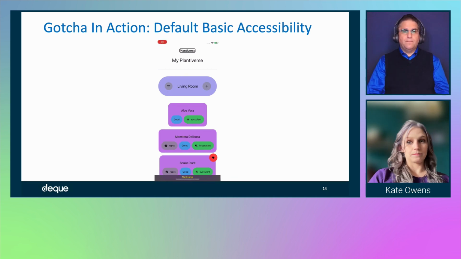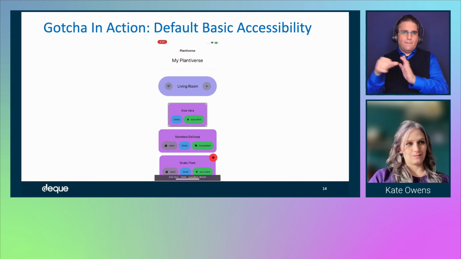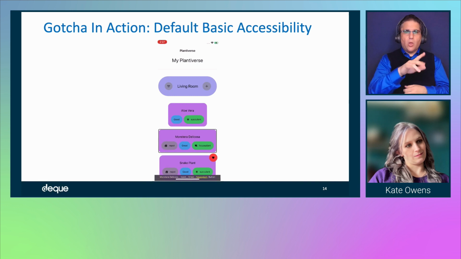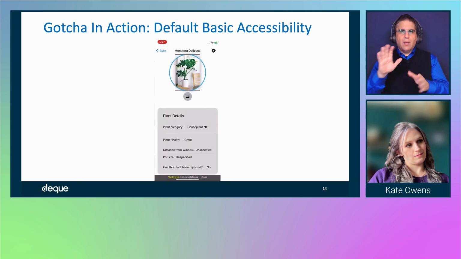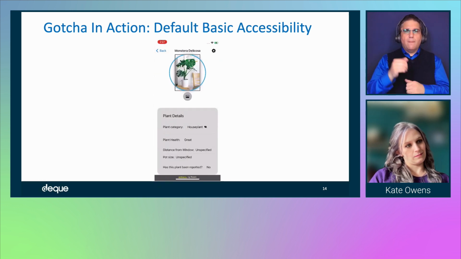Plantiverse. My Plantiverse. Line, 3 horizontal, decrease, button, heading, living room. Add, button. Aloe vera, good. Succulent, button. Monstera deliciosa, repot. Great. Houseplant, button. Plantiverse, Monstera deliciosa, image.